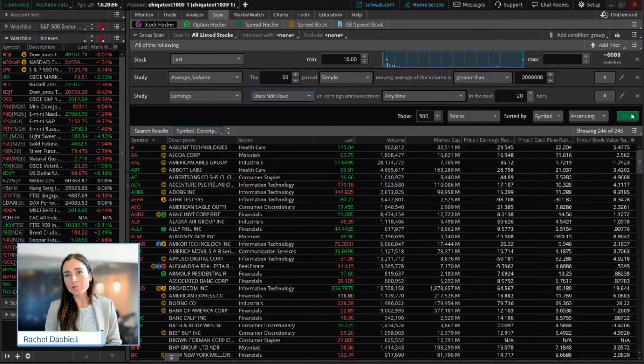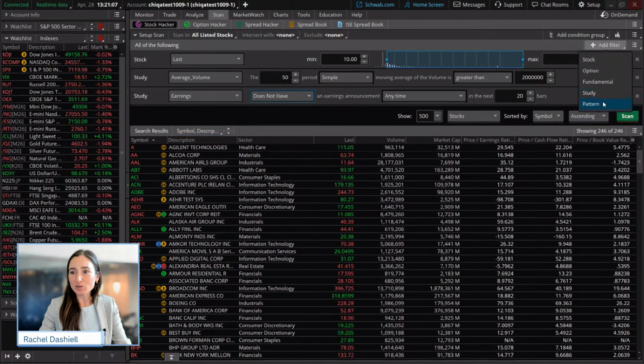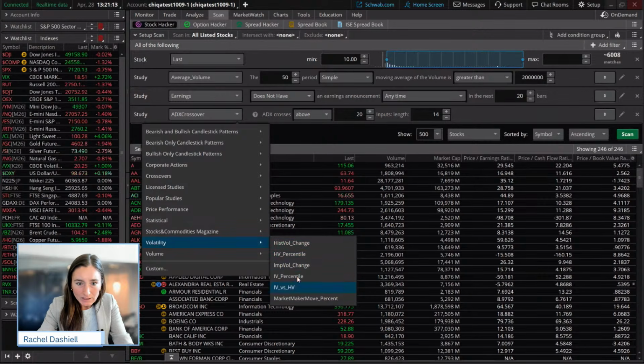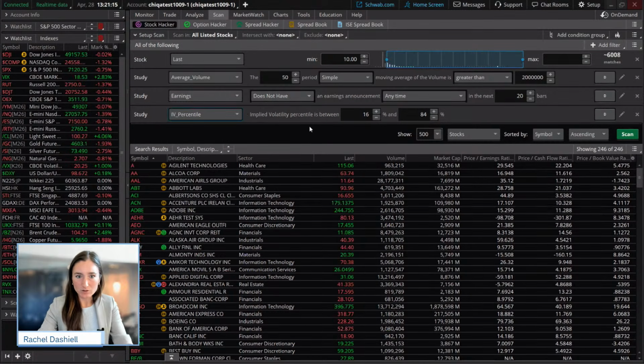Well, what's the one thing we're forgetting right now when we're saying that we want to look for stocks in a volatility squeeze or stocks with low volatility? We need to put in that filter for low volatility. So we're going to add another filter for study, and we're going to come down here to volatility and look at the implied volatility percentile.